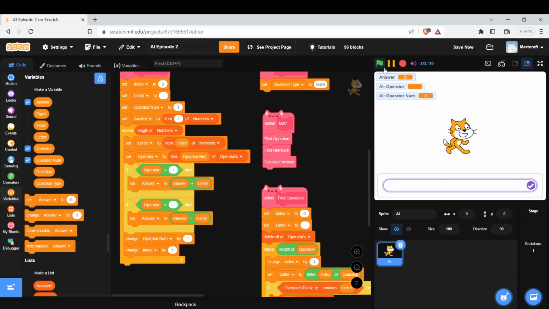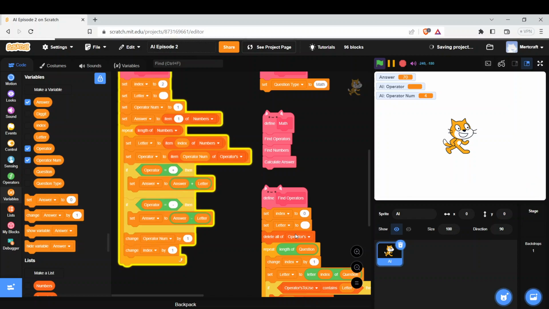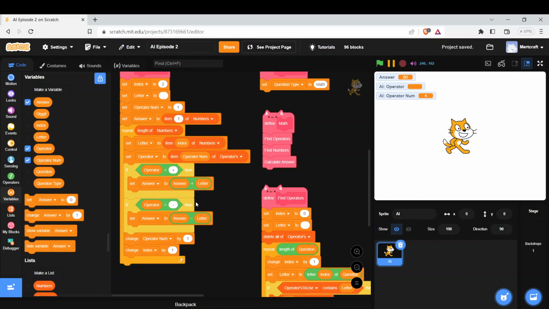So now let's try 90 plus minus 10. That should set to 80. Oh, it's set to 70. Why? Wait. Did I accidentally write 20 minus 20? Let's try it again. 90 plus minus 10. It says 80. I accidentally wrote it minus 20.